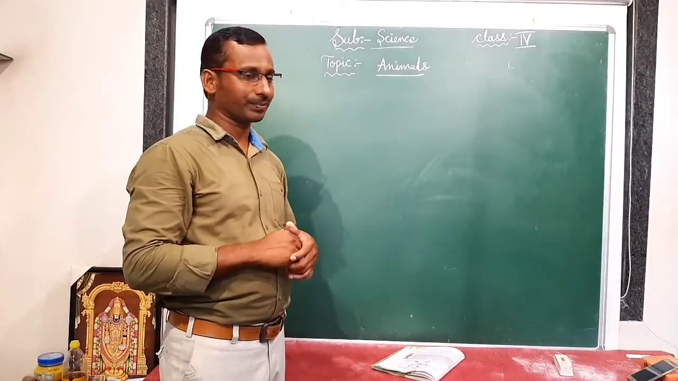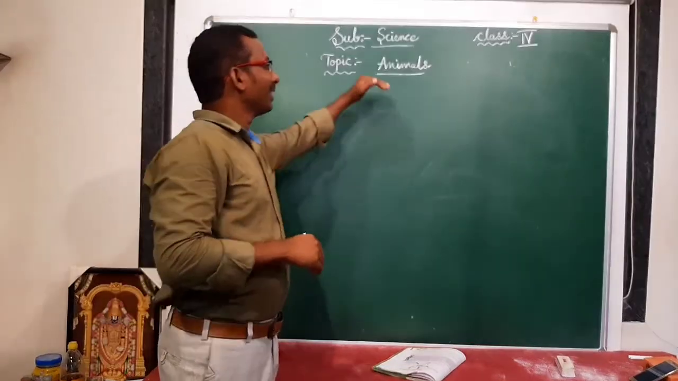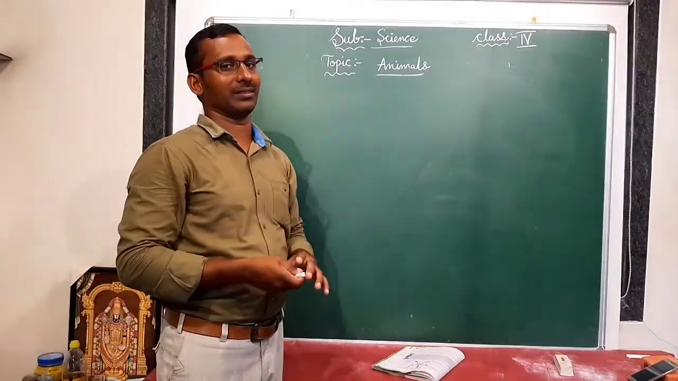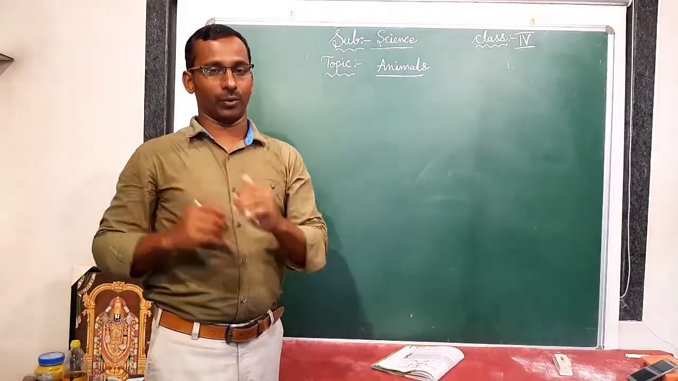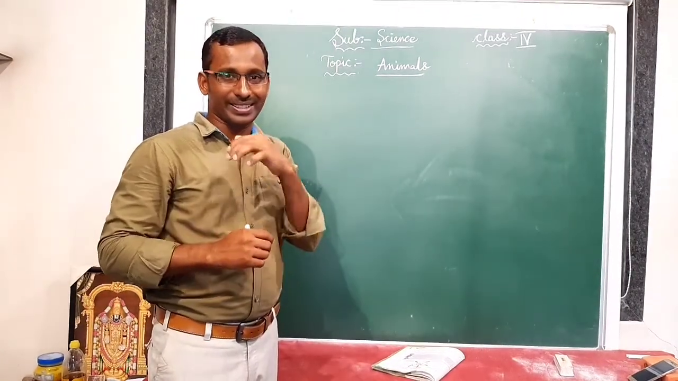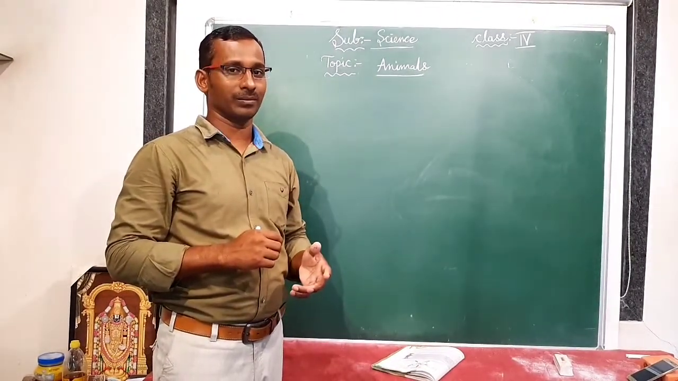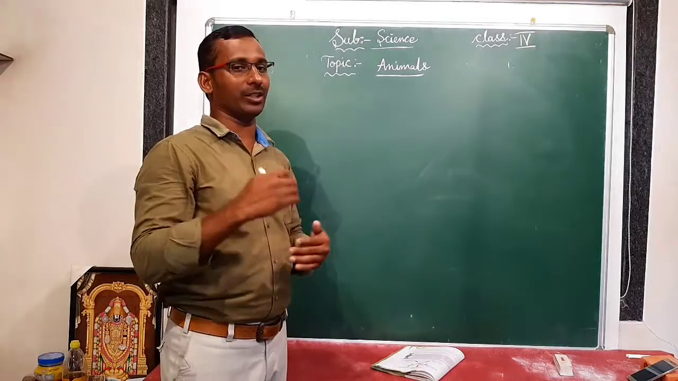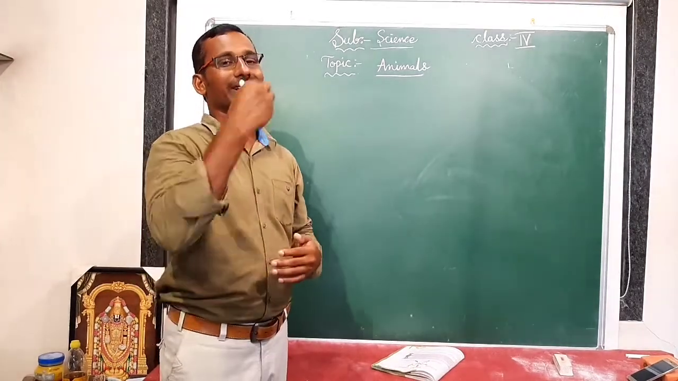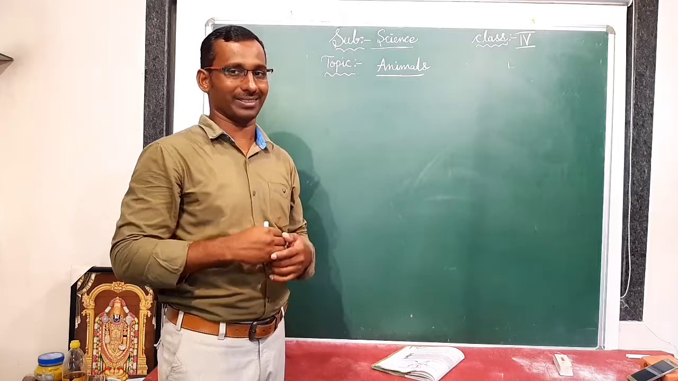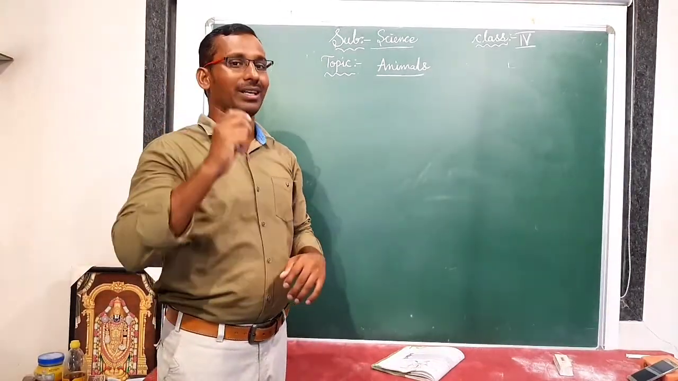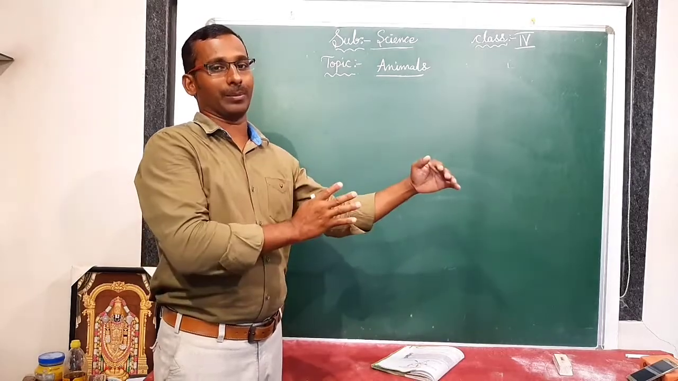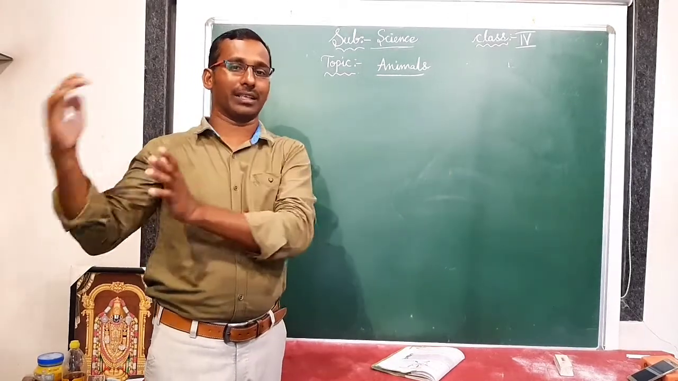Is it right? But if you look at animals, some animals eat one type of food. Will they eat the same food? No. In human beings, we all eat mostly rice. Is it right or not? Yes. But in animals, it is not like that. Some animals eat one type of food, and some animals eat another type of food.